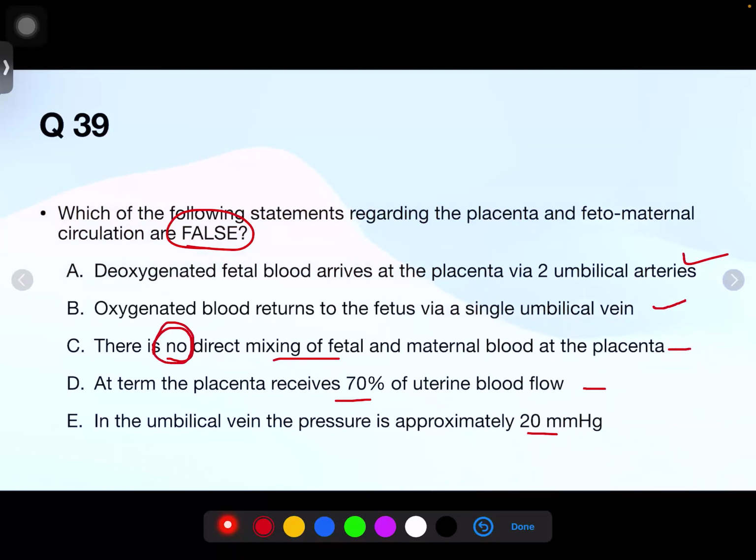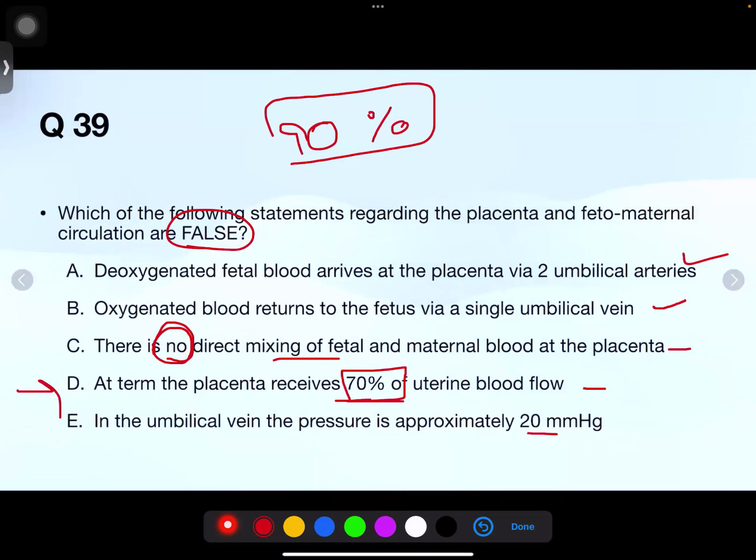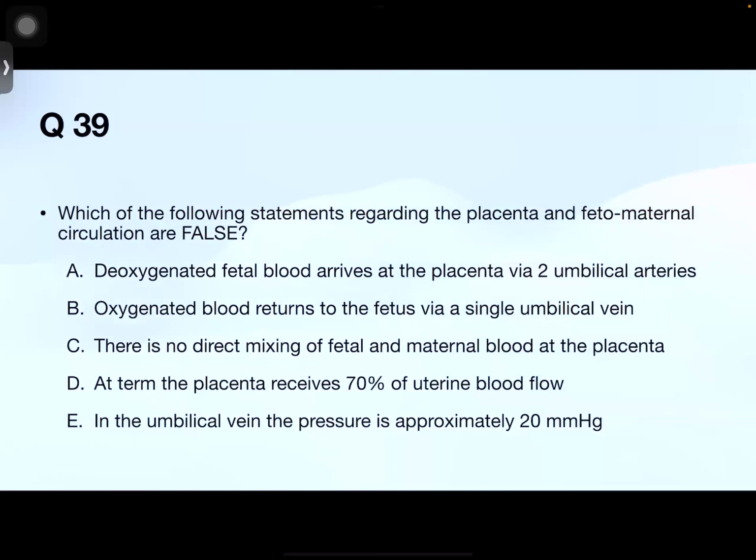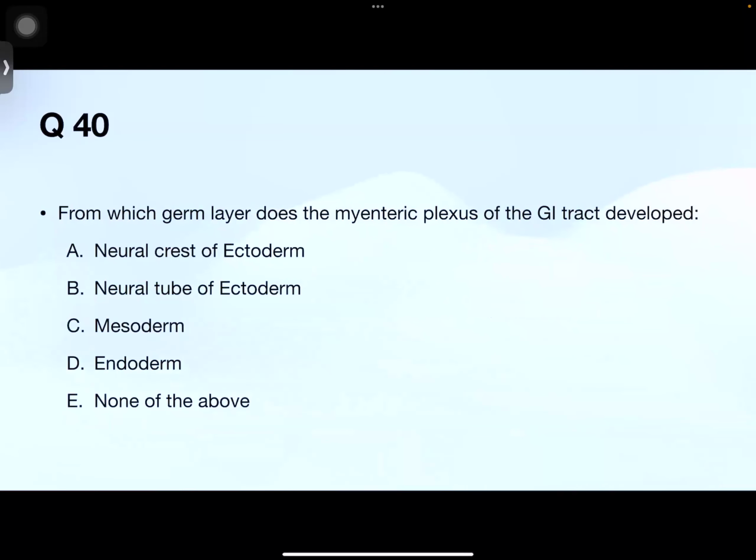So what is false in these options? So basically ये very important, ये इसमें percentage है कि at term आपका placenta, uterus basically it receives 90% of blood flow. Okay, so this option is false.